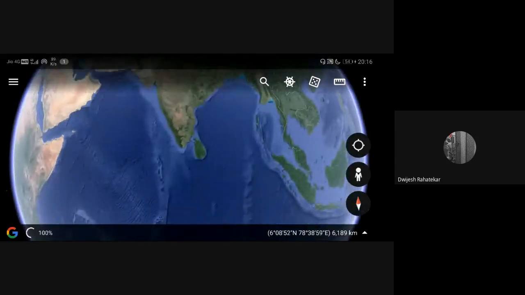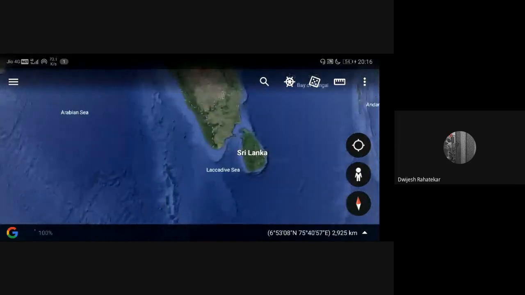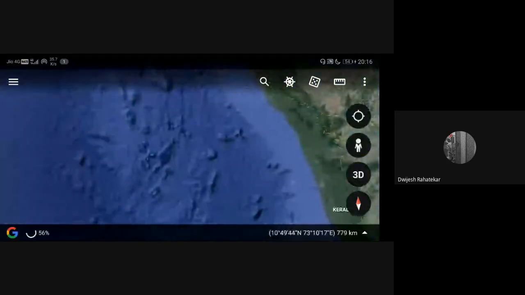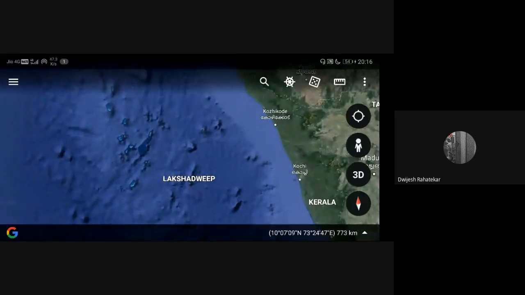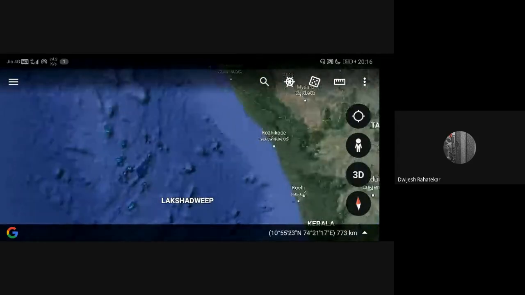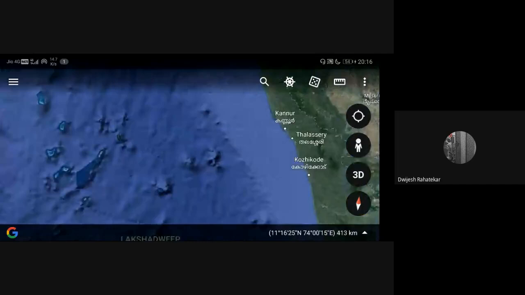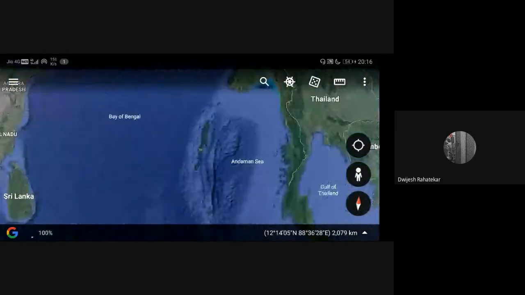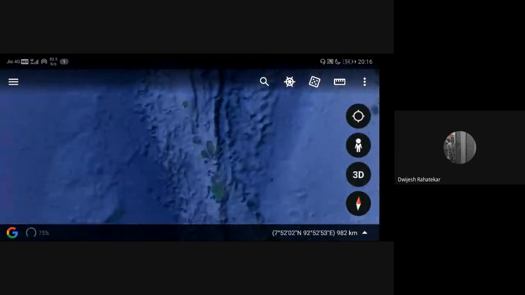Below India is Sri Lanka, and here are the Andaman and Lakshadweep islands. You can see the small Lakshadweep islands here in the Arabian Sea. And if you go here, this is the Bay of Bengal, and these are the Andaman and Nicobar Islands.